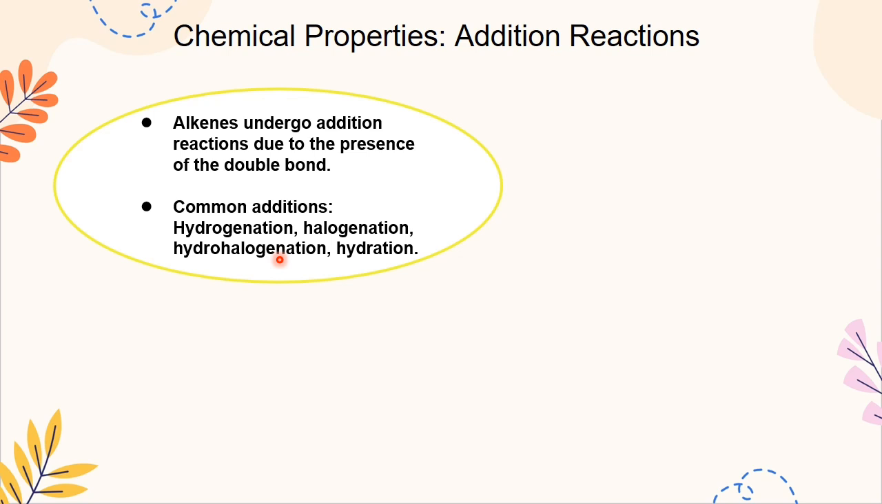So they can also be halogenated, that is addition of a halogen, for instance bromine and chlorine. We can also have hydrohalogenation, and we can also have hydration. Now when we are talking about hydration, it simply means the addition of water.